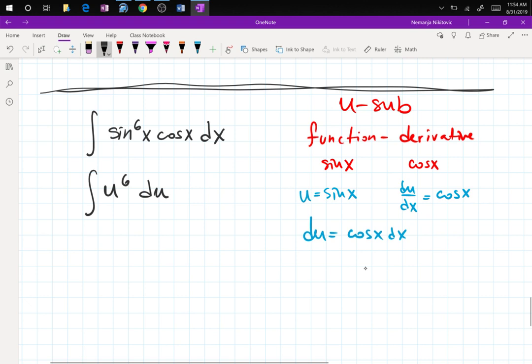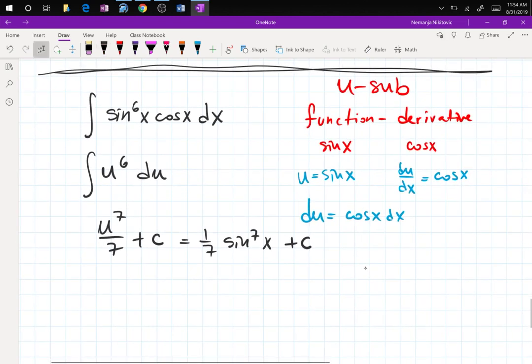Boom. So you transformed this trigonometric integral into a basic joke of a polynomial where you go, integral of this is u to the 7 over 7 plus c. And then you go with the mantra, I don't care about u, I care about the x, which is 1 over 7 sine 7x plus c, and we are done. Now that's the u sub.